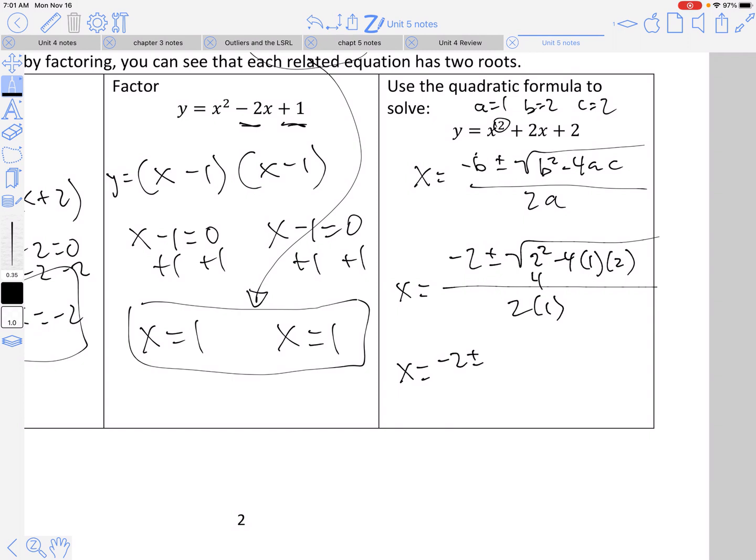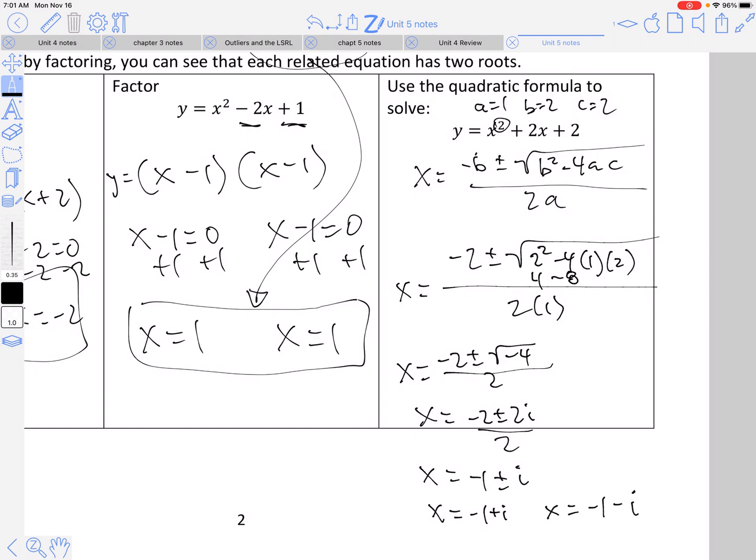4 times 1 is 4, 4 times 2 is 8, 4 minus 8, which is the square root of negative 4, all over 2, which is going to give us negative 2 plus or minus 2i divided by 2. Negative 2 divided by 2 is negative 1. 2i divided by 2 is 1i. So we have two roots, negative 1 plus i and negative 1 minus i.